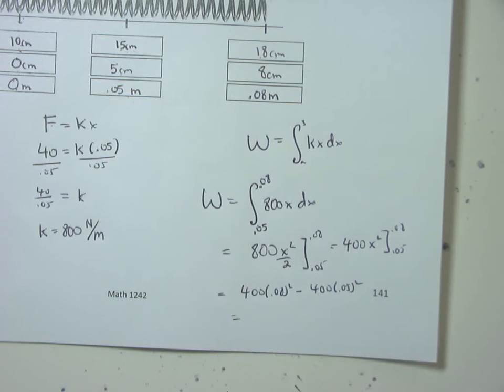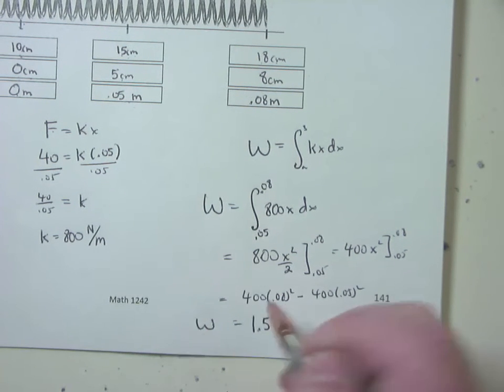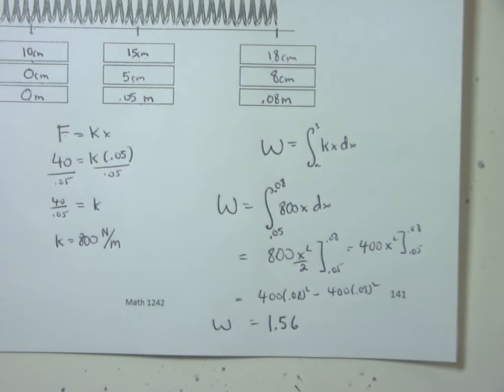And I'm going to stick that in the calculator. That's 400 times (0.08 squared minus 0.05 squared). And double check me, but I got 1.56.